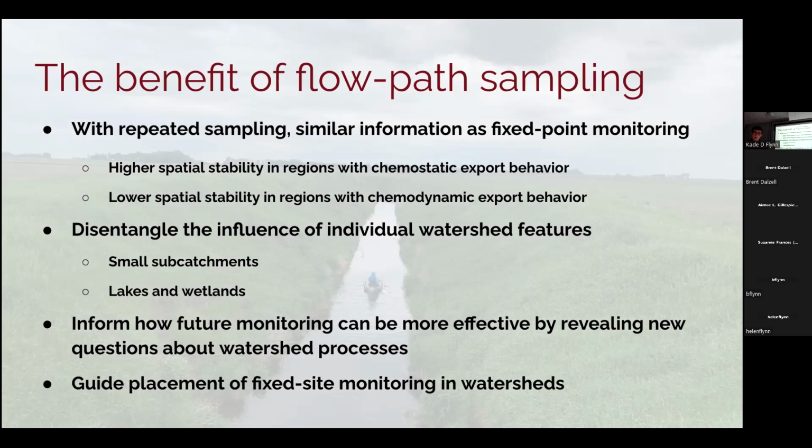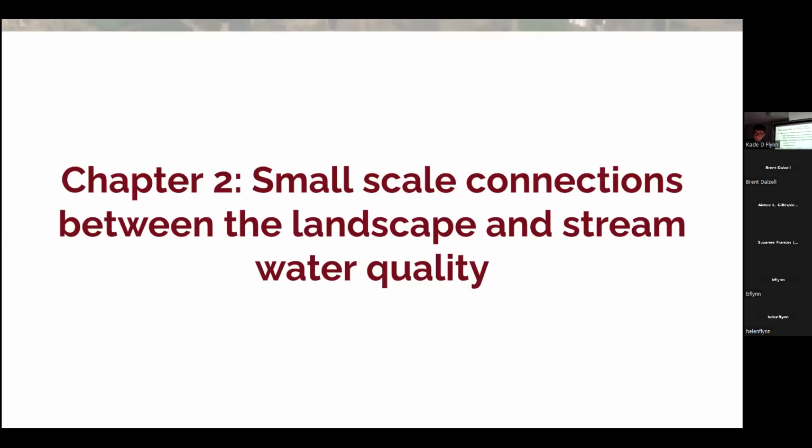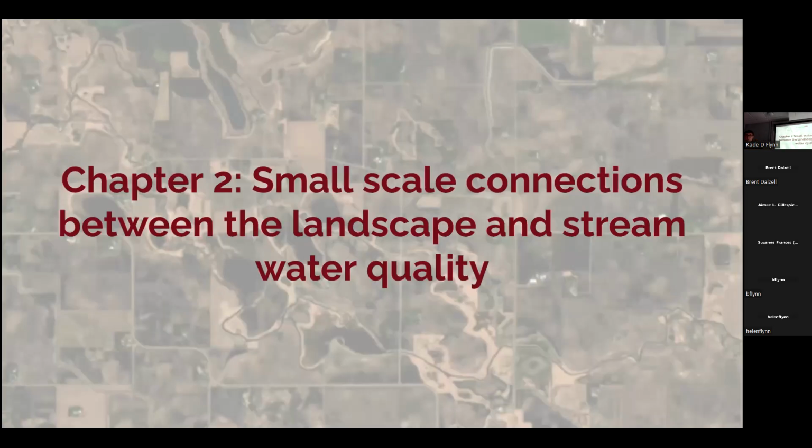And in the same way, this type of monitoring can guide placement of fixed site monitoring in watersheds that are unmonitored by, again, identifying regions where variability through time is higher. And so that's how we can use this packraft sampling data in the context of our fixed site monitoring.